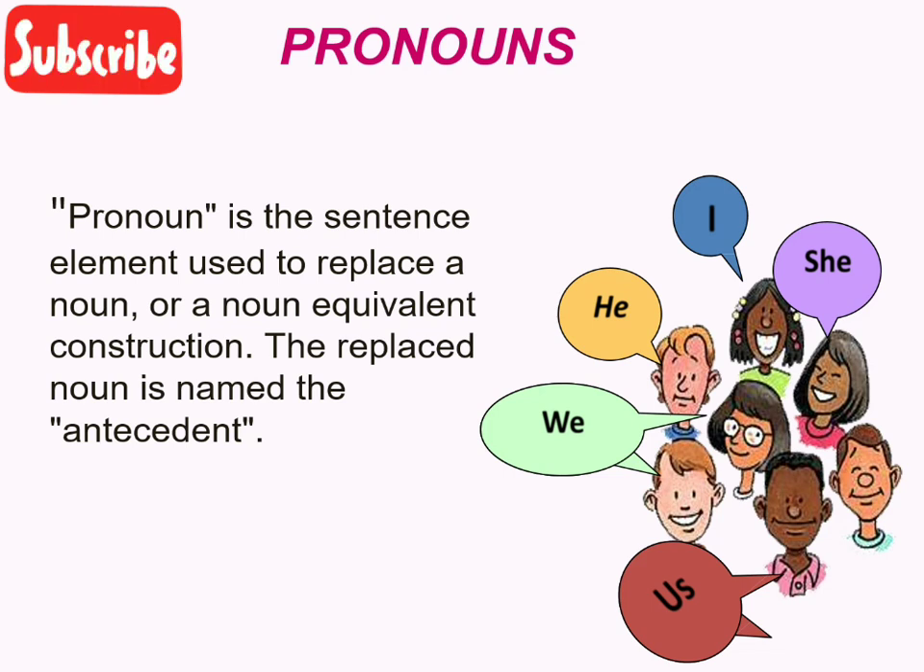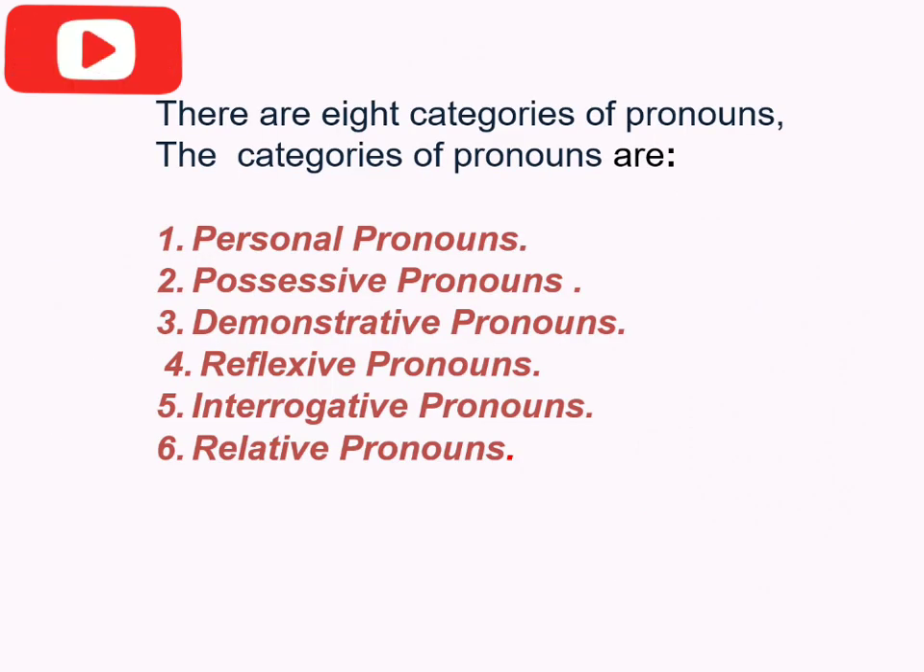So a pronoun is the element of the sentence that is always used to replace a noun or a noun equivalent construction. The replaced noun is named the antecedent. The name or the noun that we have replaced is known as the antecedent. And the word we have used in place of the noun is known as a pronoun. Now I'm sure that all of you know what a pronoun is.